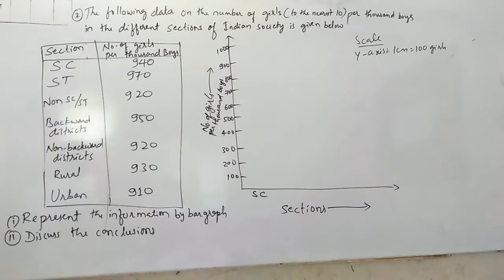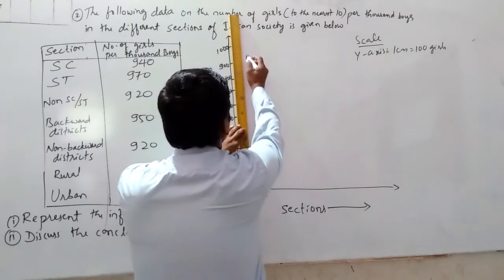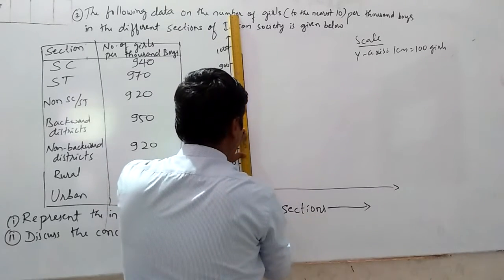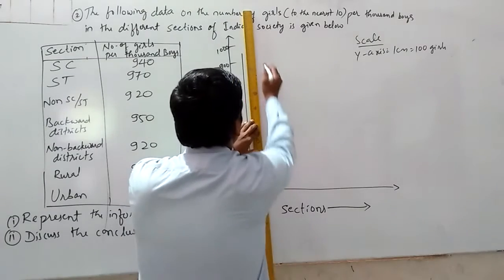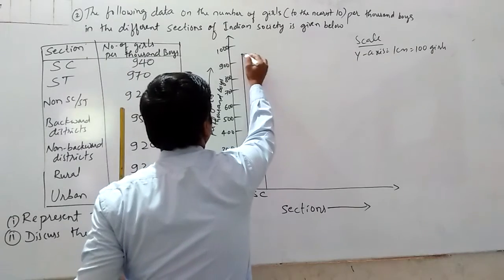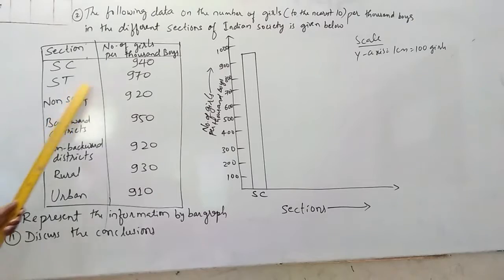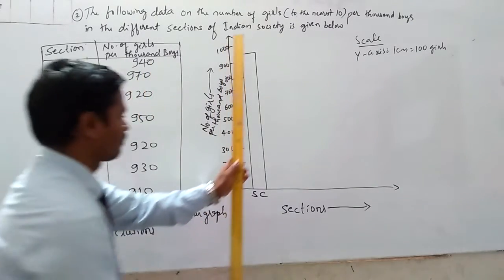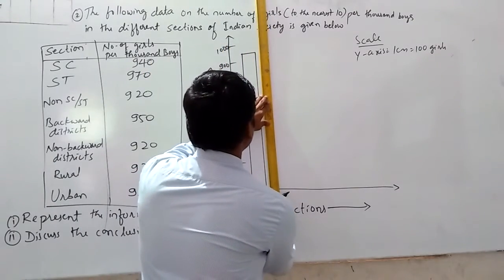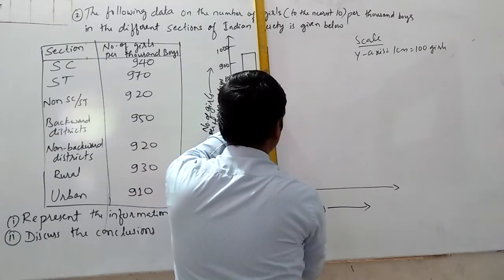Now here SC is given as 940. 940 means you should draw the bar up to 940. The number of girls in the SC section is 940. Next, the number of girls in the ST section is 970. It is a little more than the SC.